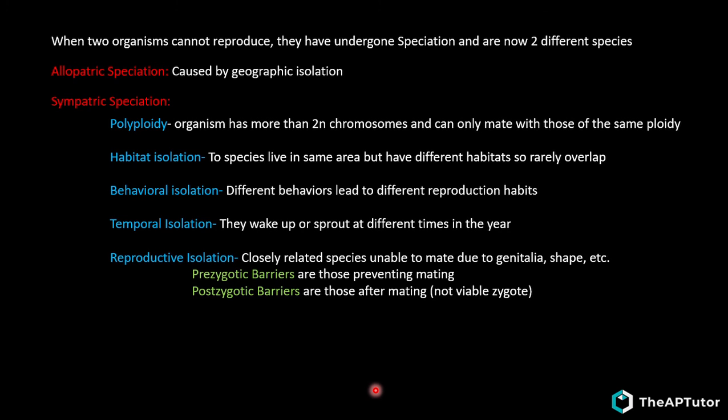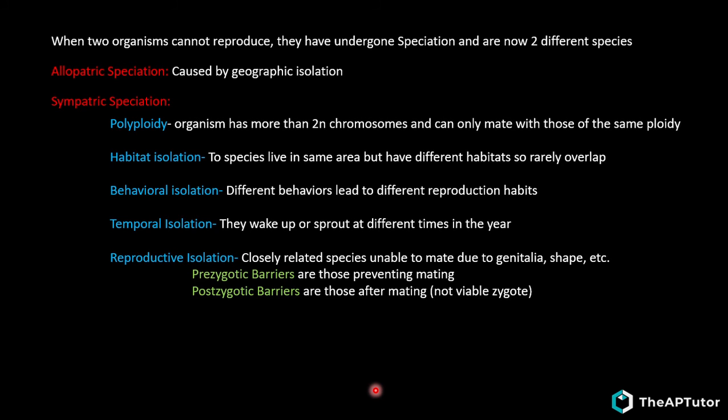Okay, so when two organisms cannot reproduce, they have undergone speciation and are now two different species. There's two types of speciation: allopatric speciation, which is caused by geographic isolation, like I said, a mountain range, or an earthquake which has torn apart an island, or the occurrence of a river. Sympatric speciation is through things like polyploidy, in which an organism has more than two N chromosomes and therefore can only mate with those of the same ploidy or same chromosome number.